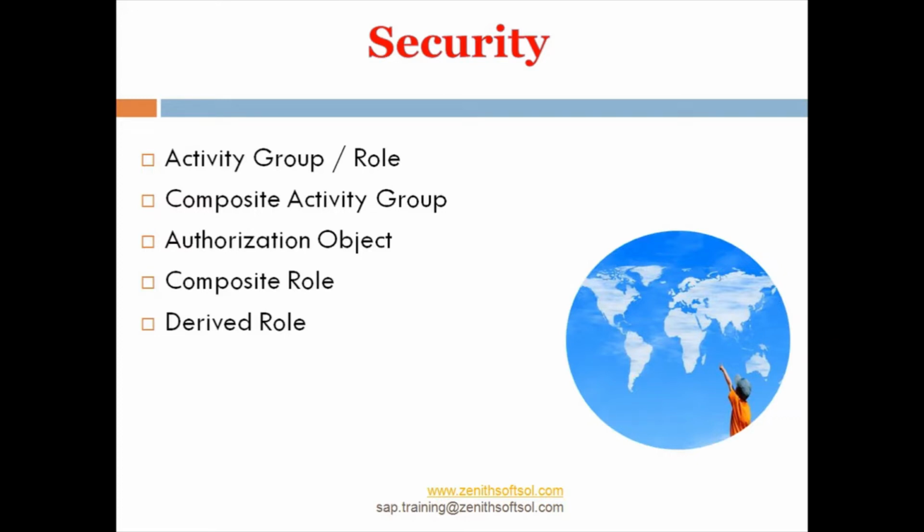Okay, and roles are of two types. One is composite role and another is derived role. What is composite role? A person having lots of tasks or duties to be performed, okay, we will assign a role under composite role. A set of roles is known as composite roles.